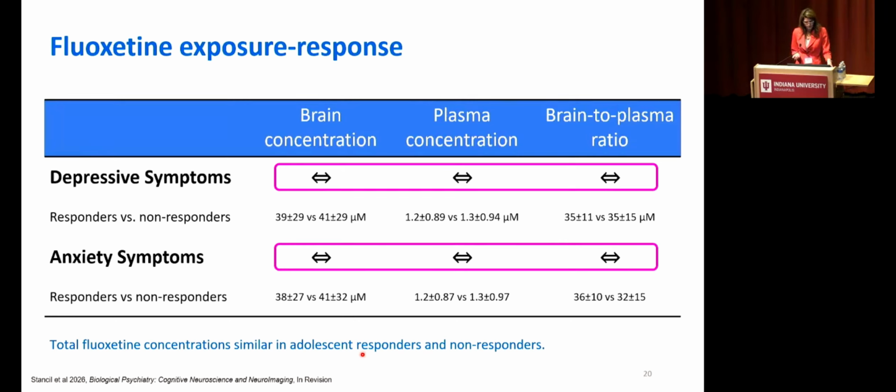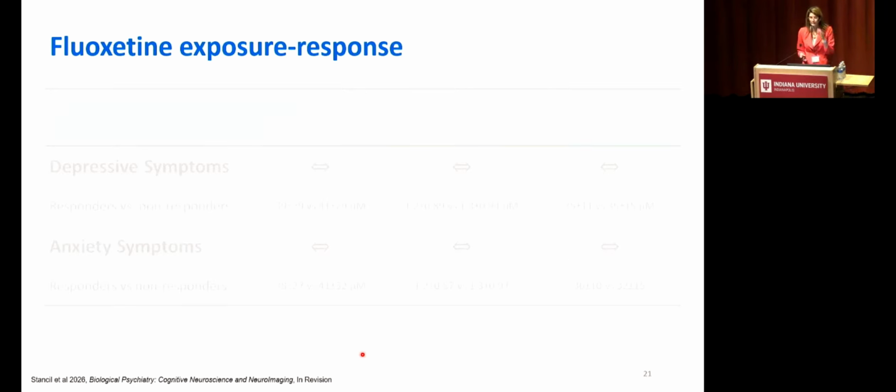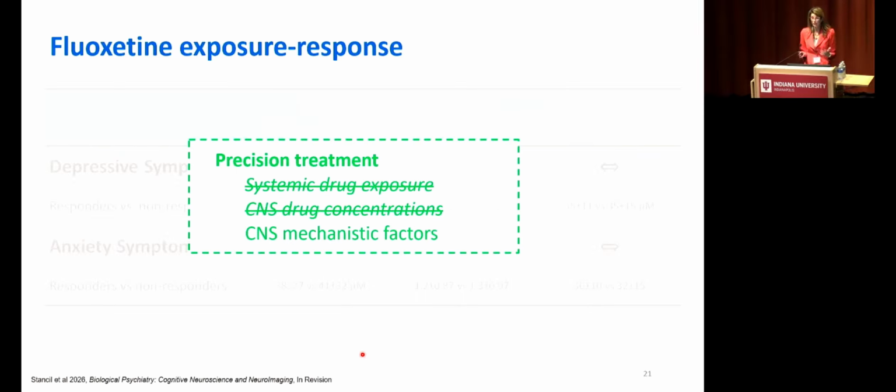No relationship seen. Well, that might be kind of disappointing, but really I think it's important and useful to help us move forward and know what that next step needs to be. When we think about precision treatment, we often think about exposure as the first place to start, right? And it is often, in most cases.